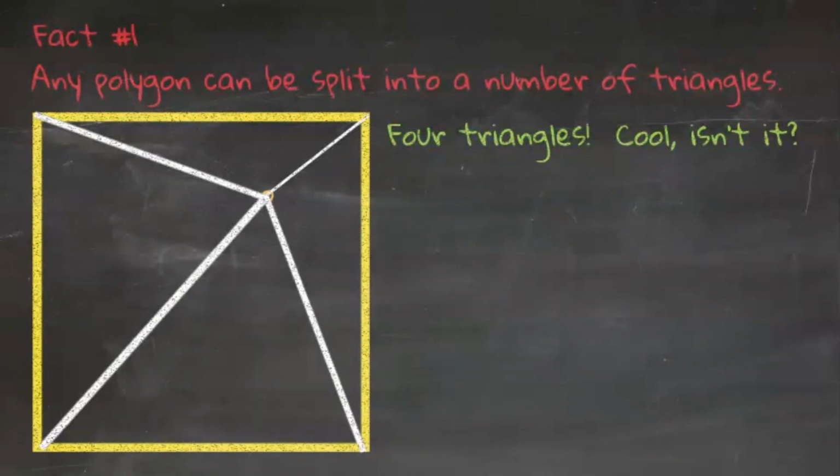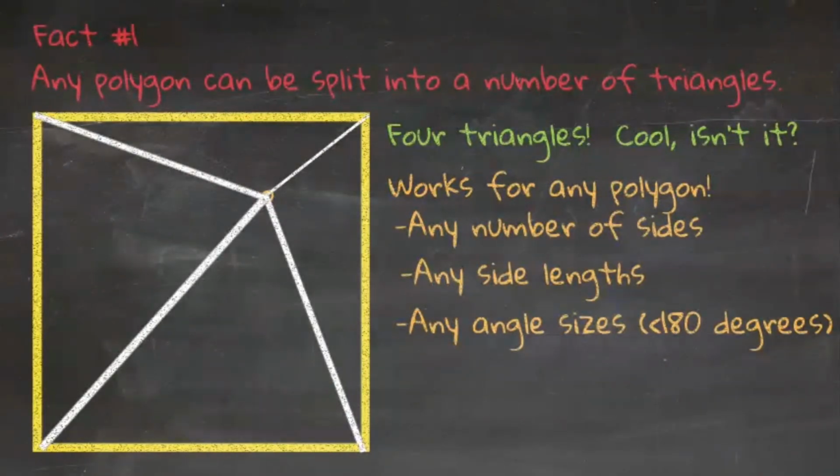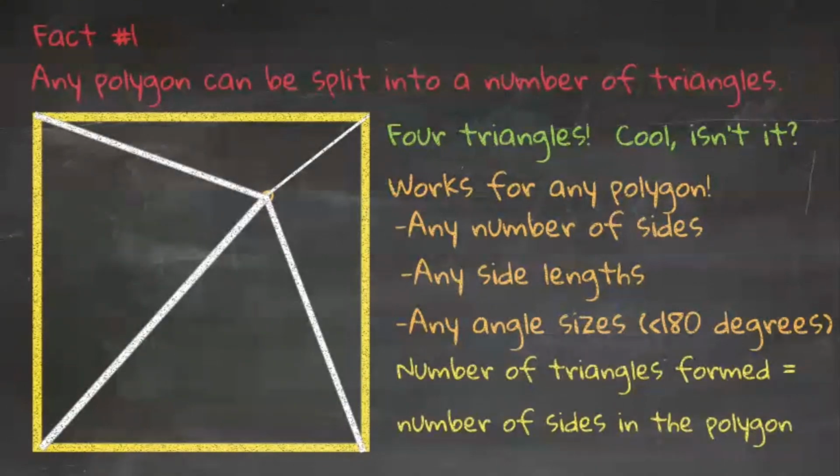Cool, isn't it? It works for any polygon, any number of sides, any side lengths, and even any angle sizes, as long as none are greater than or equal to 180 degrees. I mean, as long as it is a polygon, and if you've watched episode 1 of the series, you probably already know what it is. And by the way, the number of triangles formed is equal to the number of sides of the polygon.